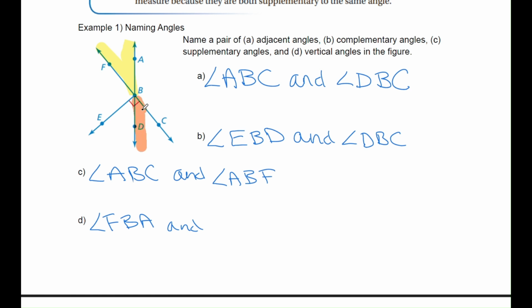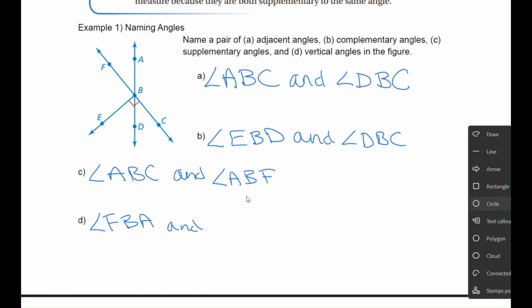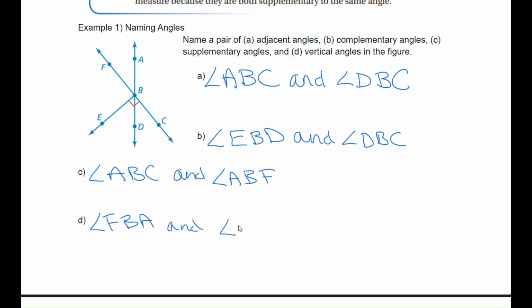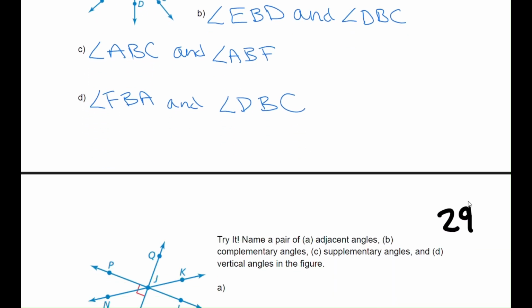we got DBC. We see that ABD, this line here, intersects the line FBC. So that means that the angles across from each other are going to be vertical angles. Okay, so we got angle DBC. All right, I'm going to keep going here.